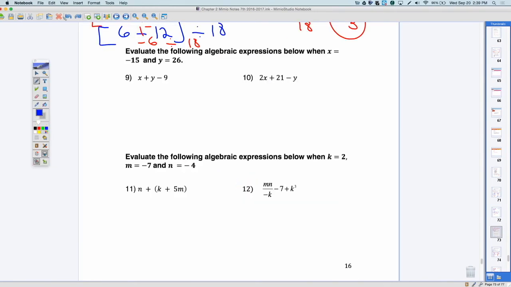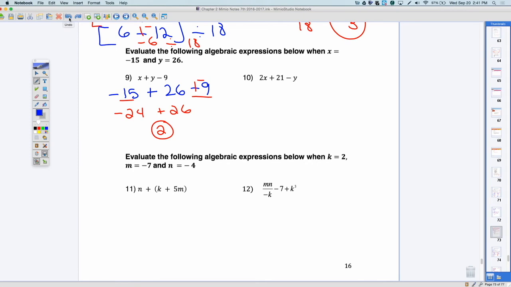Next section, it says evaluate the following algebraic expressions below when x is equal to -15 and y is 26. So x, we're going to replace with -15 plus y, which is 26, and then minus 9. The first thing we can do is change subtraction to add in the opposite. We can group our negatives together to give us -24 plus 26. We take the sign of the larger and subtract, we get 2.